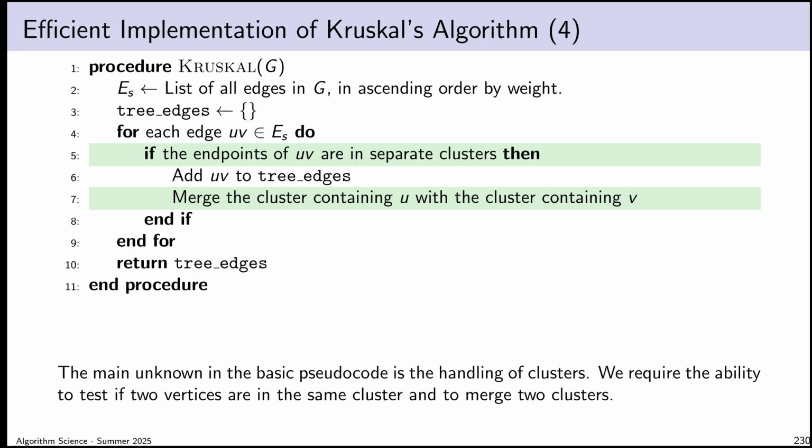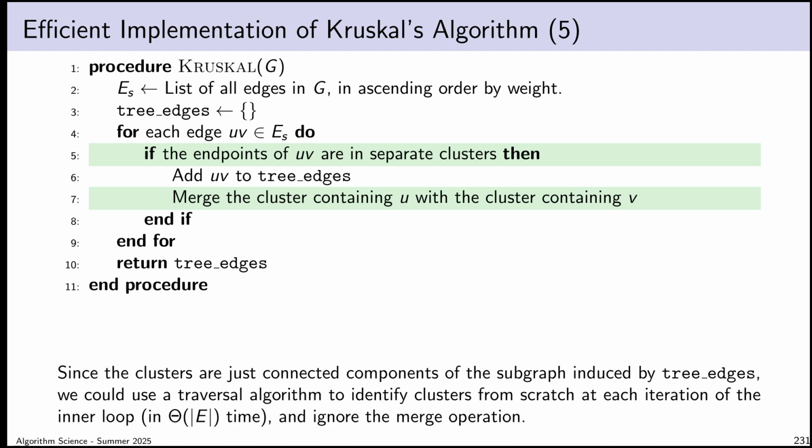Okay, so the most basic way of doing that, I guess, would be to every single time you want to ask the question, is U in the same cluster as V, you could just do a traversal of your tree edges starting at vertex U. That is, you could just find the complete set of components induced by tree edges every single time. So basically what I'm saying is the clusters are just connected components of the subgraph induced by tree edges. That is, the bits of the tree that you have so far. If you want to decide if an edge is in one cluster versus bridging two, you could just do a traversal, okay?